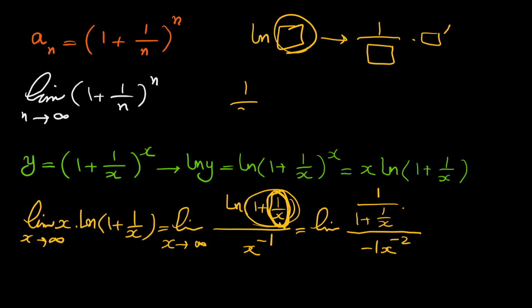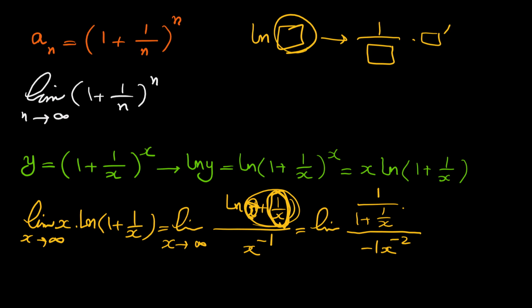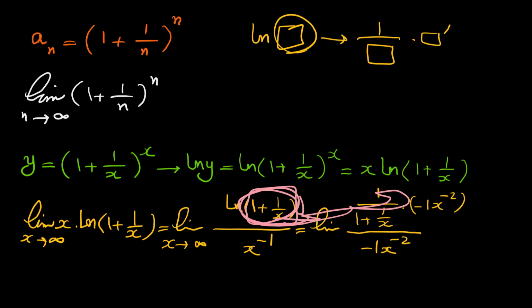And attention, 1 over x is basically x to the negative 1. So we have to take the derivative of the inside, which is this. The derivative of this 1 is 0. What is the derivative of x to the negative 1? The derivative of x to the negative 1 is negative 1 x to the negative 2. So the derivative of ln is 1 over whatever is here times the derivative of the inside, which is this.